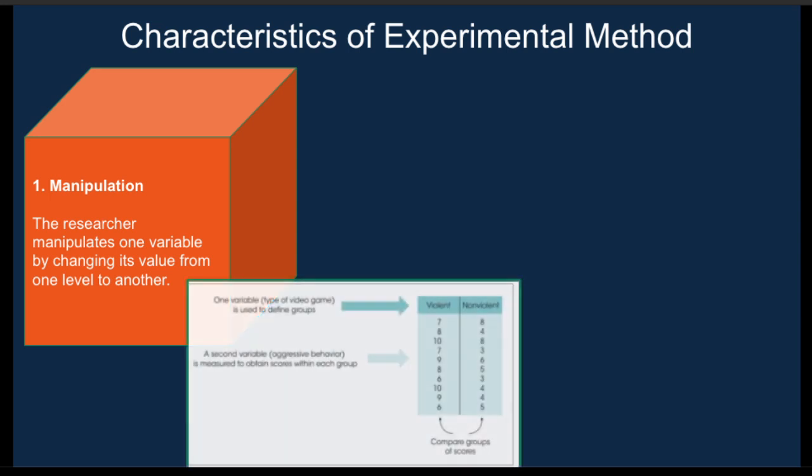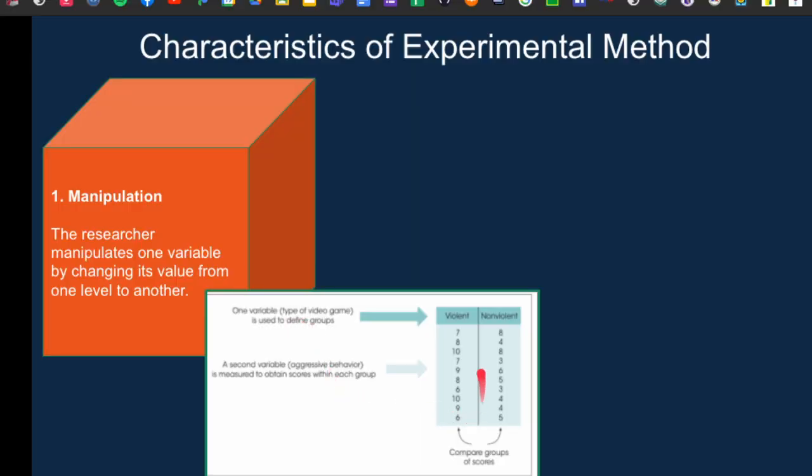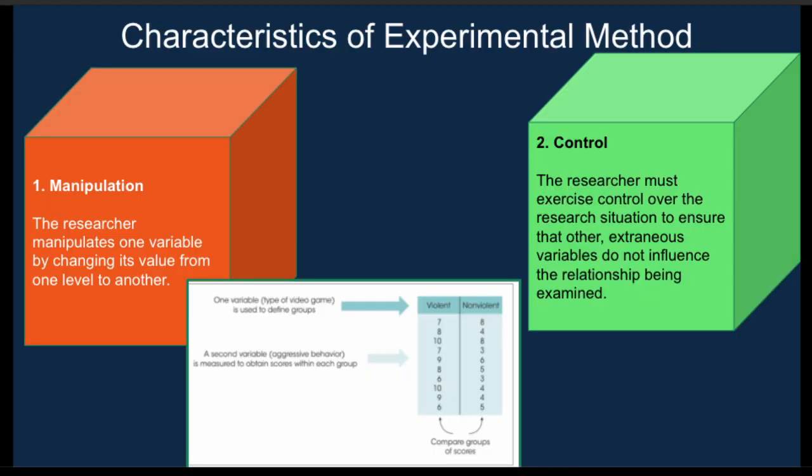What are its characteristics? First, manipulation. In manipulation, the researcher manipulates one variable so that we can change its value relative to the other variable. Here, we can control it by giving one group of boys a violent game and the other group a non-violent game. So we can manipulate the variables. Then we have control, and here we are controlling the situation so that we can ensure that extraneous variables will not influence the relationship being examined.